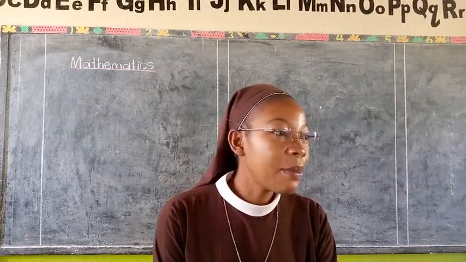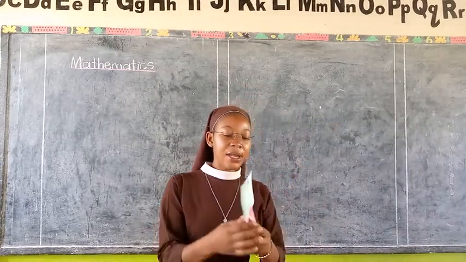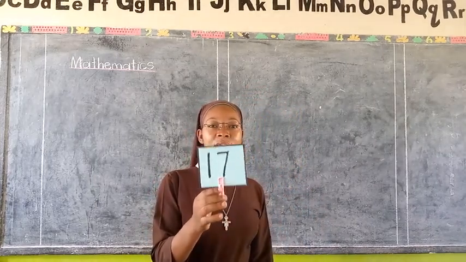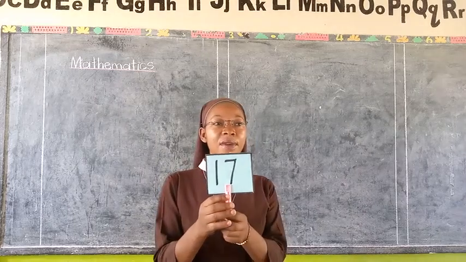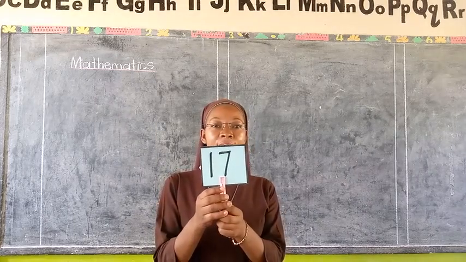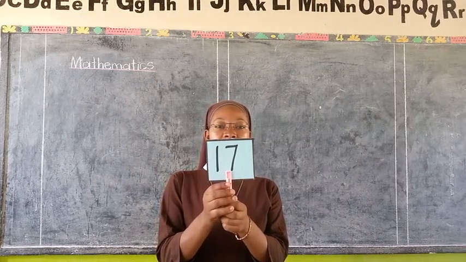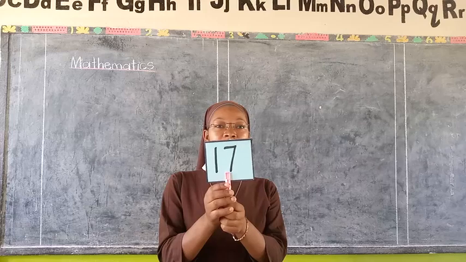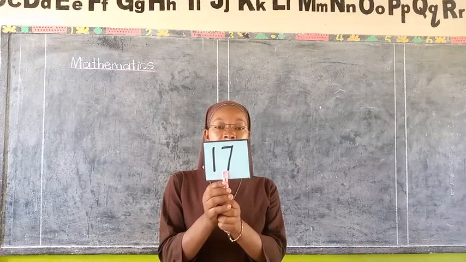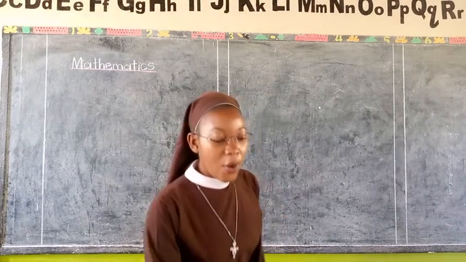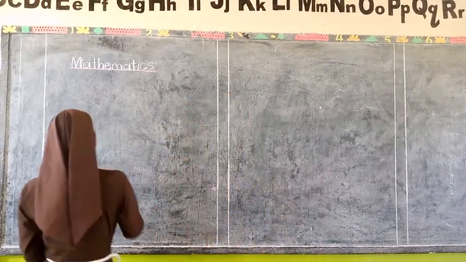The other example of a two-digit number can be 17. When you look at this number, how many place values does it have? It has 2 place values. So it is a two-digit number. Okay, let's write.